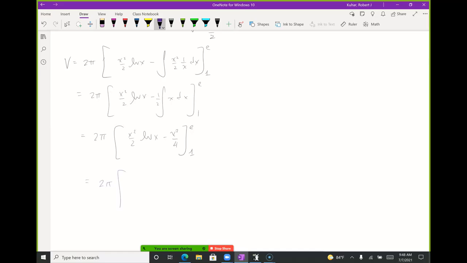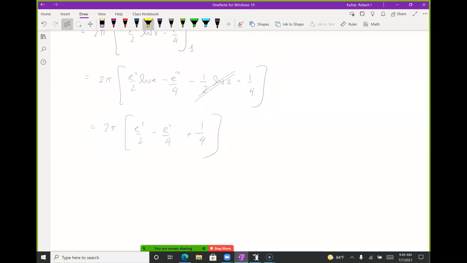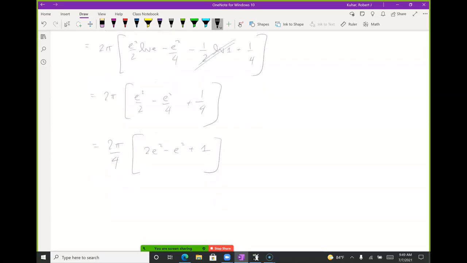So 2 pi, I've got e squared over 2 ln of e minus e squared over 4 minus 1/2 ln of 1 plus 1 over 4. I'm just doing all that in my head. You don't care though. That's 0. That's nice. And ln of e is 1. Certainly could take a 4 out downstairs. And I get 2e squared minus e squared plus 1. So final answer, pi over 2 times e squared plus 1.